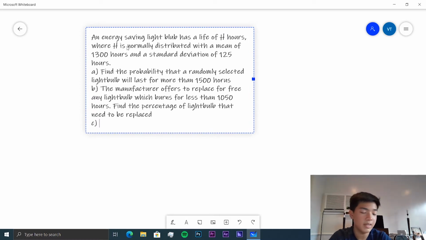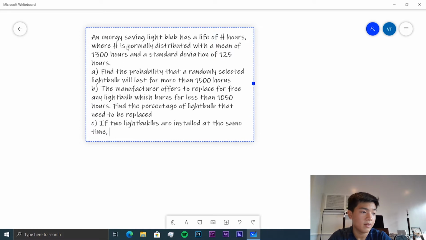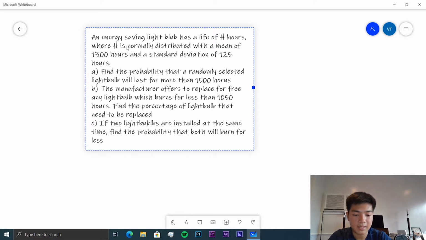And then finally, if 2 light bulbs are installed at the same time, find the probability that both will burn for less than 1,400 hours but more than 1,200.